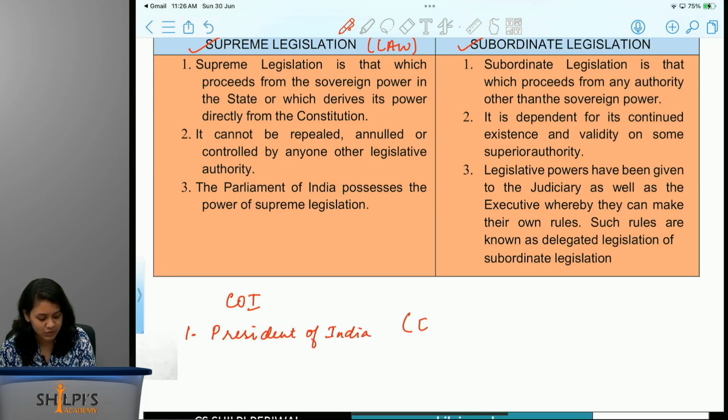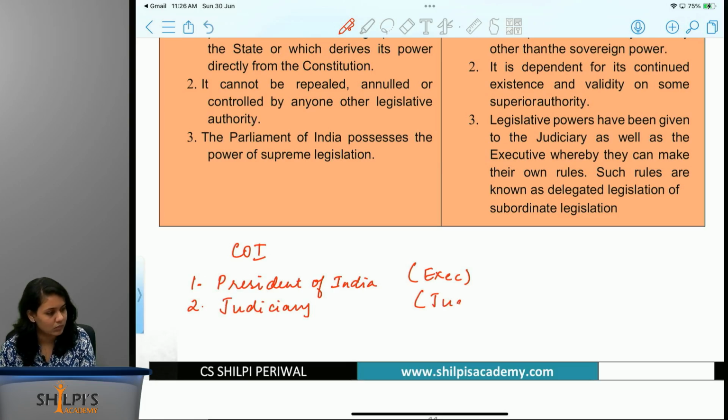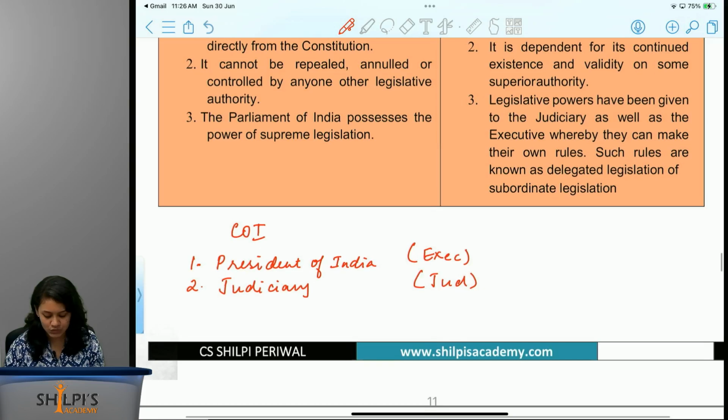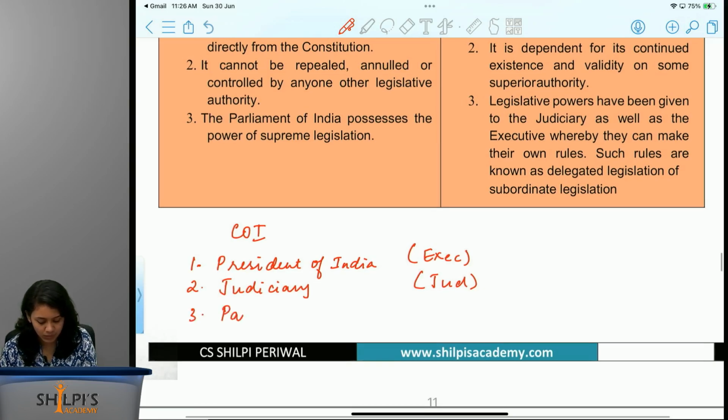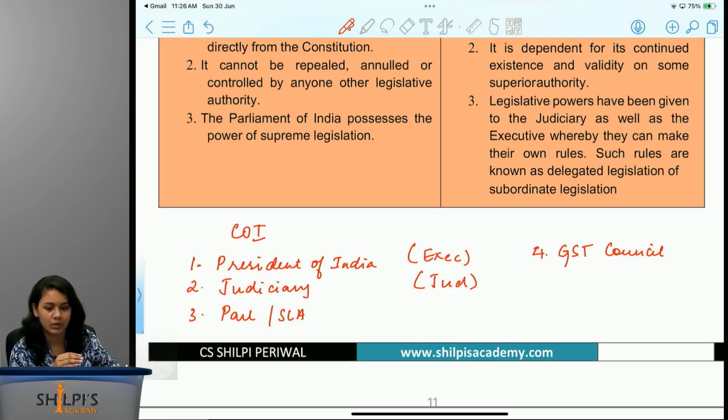The president forms the executive body of state. It creates the judiciary, which is the judicial body of state. Then it allows for parliament and state legislative assemblies to exist. But apart from that, the constitution also allows, say, a GST council to exist. Directly, the constitution says that there shall be a GST council. It shall consist of so many members. So the Constitution of India itself is creating an authority. It's creating a body or it's creating a position.